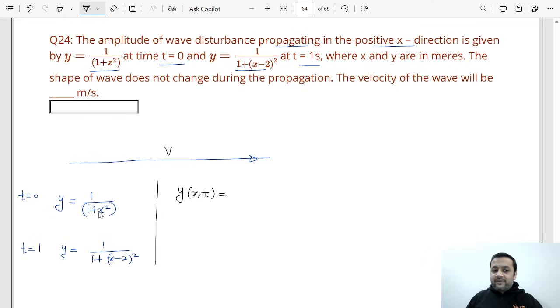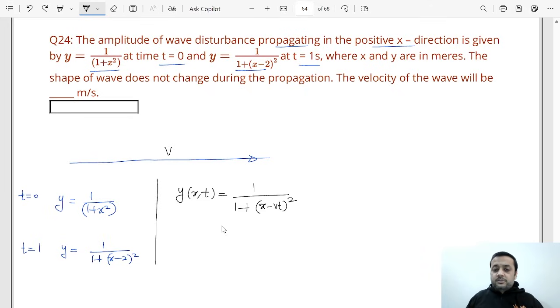So if I replace this x by x minus vt, what will you get? x will be replaced by x minus vt. Now this becomes the wave equation, if the wave is going in the positive direction. If the wave was going in the negative direction, then we would have replaced this by x plus vt, remember.